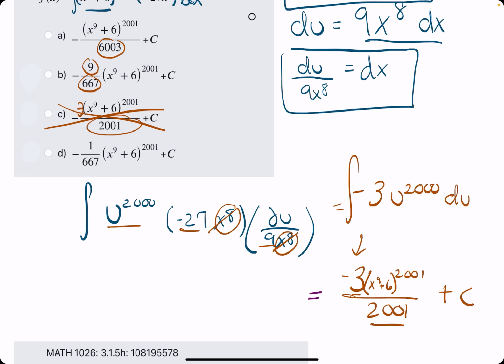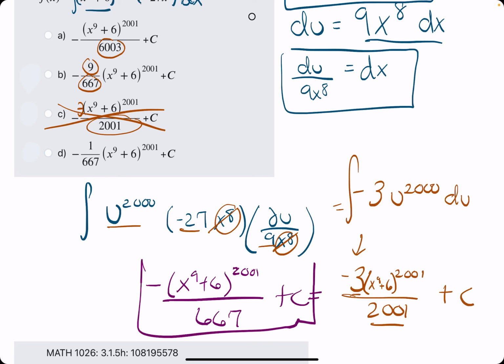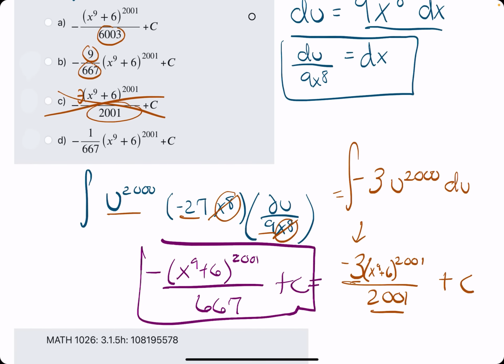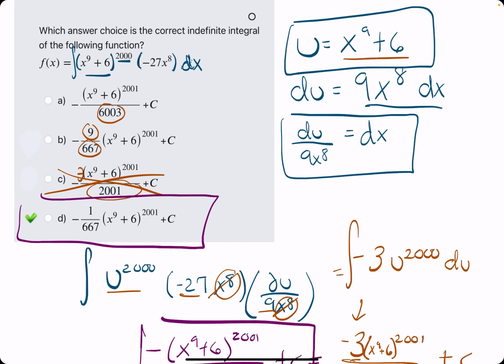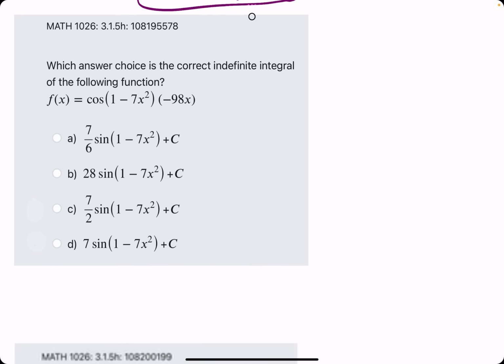So as a simplified answer, we would have negative x to the 9th plus 6, to the 2001, all over 667 plus c. All right, so it looks like option D is our best answer. All right, I'm gonna go ahead and work out 2 more examples a little bit faster this time. Let's give it a go.